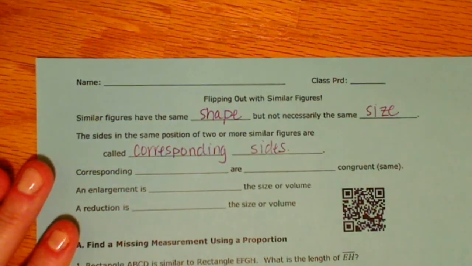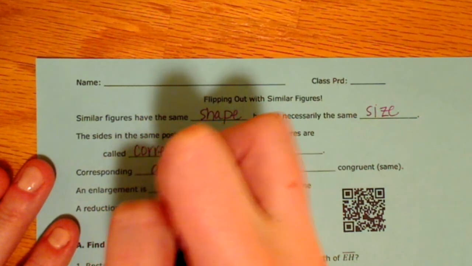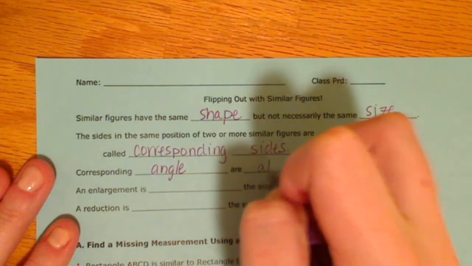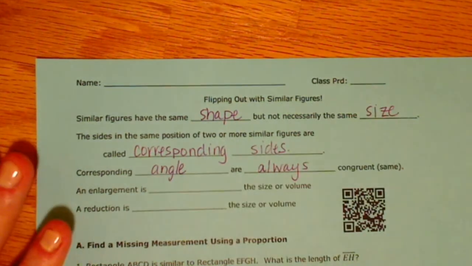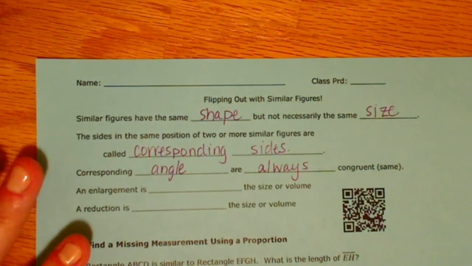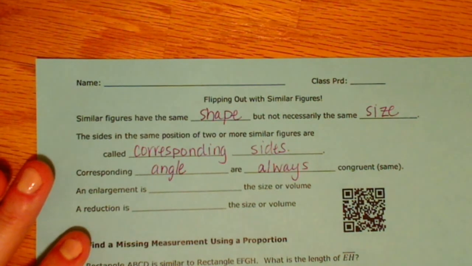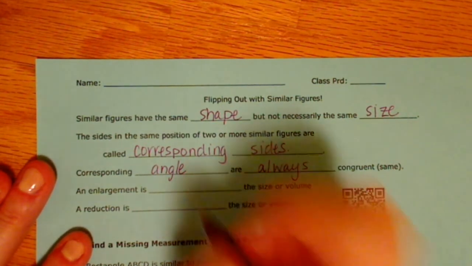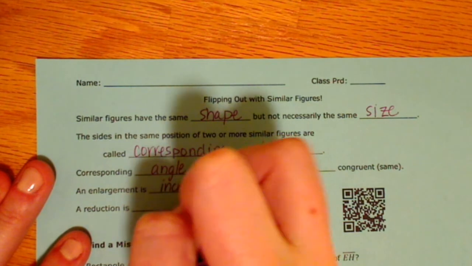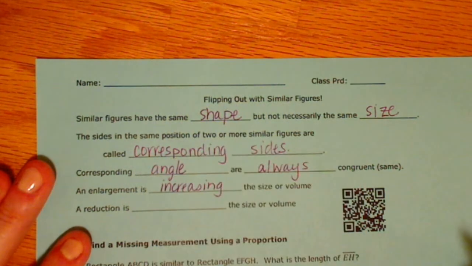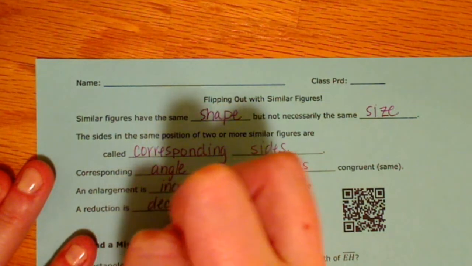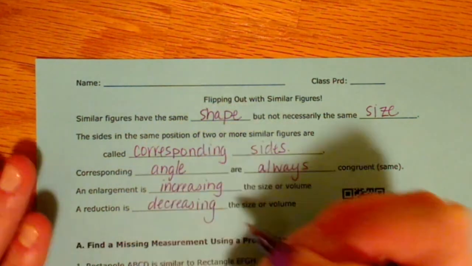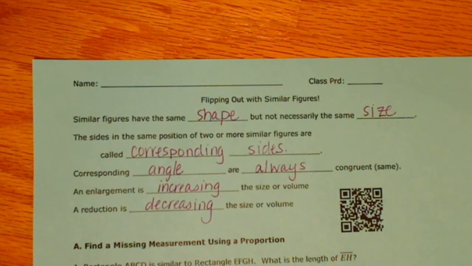The next sentence says corresponding angles are always congruent. And congruent means that they are the same. So if one is 45 degrees, the corresponding one is also 45 degrees. The next one says an enlargement is increasing the size or the volume of something, and a reduction is decreasing. So if you enlarge something, it gets bigger or larger. If you reduce it, it gets smaller.